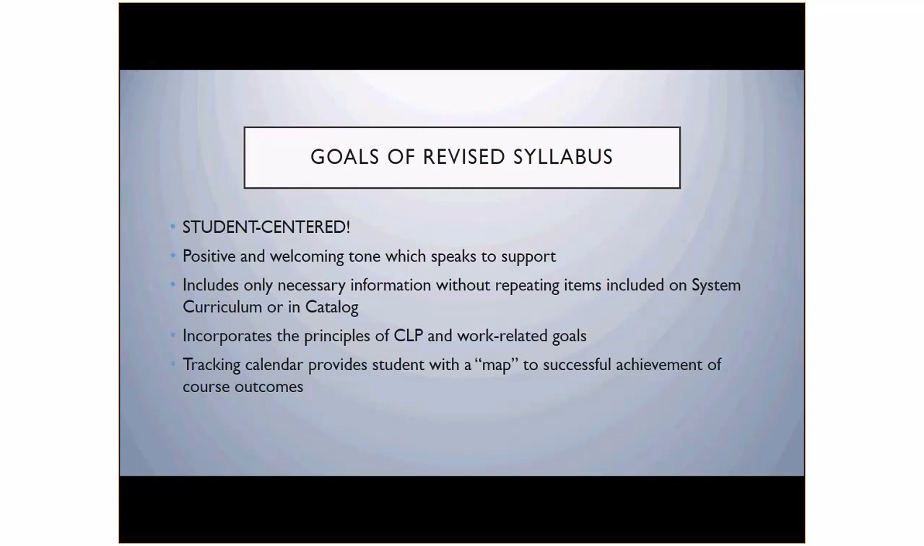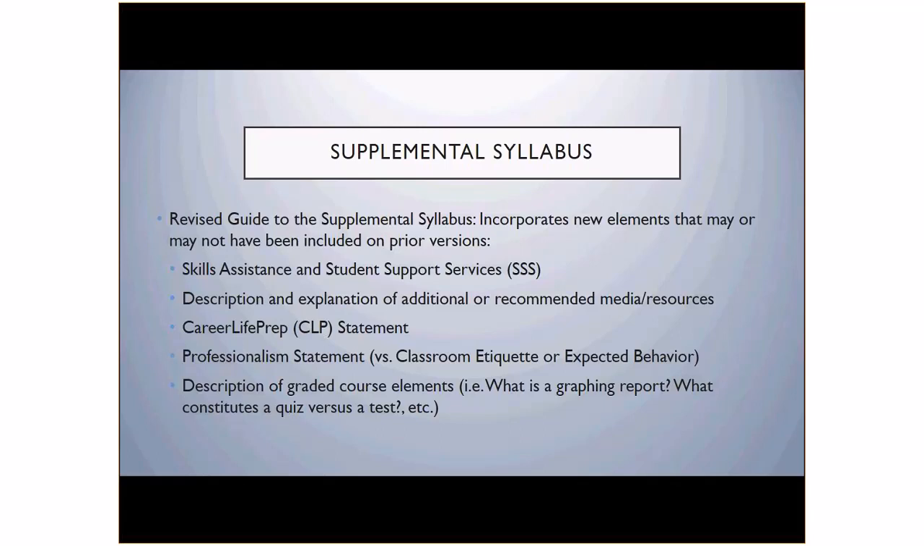We're looking for positivity. We're looking for language that's student-centered. We're looking for language that's not filled with a lot of academic jargon. We're looking for supplementals that are very straightforward and understandable to our students as success documents. We also took out a lot of information that was repetitive, either from the system curriculum or found in the catalog, and I'll show you some examples of that in a couple of seconds. The only things being added into the document are the principles of CLP and the work-related goals, and we've already talked about the tracking calendar as a map to help the students be successful. So here are the revisions.